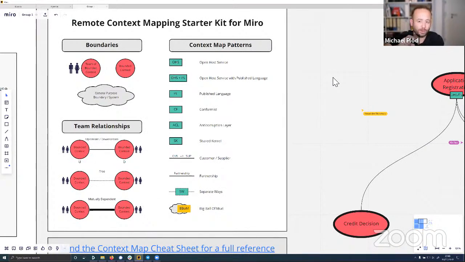Upstream, downstream is a unidirectional set of influence. The actions of one team have an influence on the other team, but it's not the other way around. And then finally you have free, which is there is no real influence between those 2 teams.